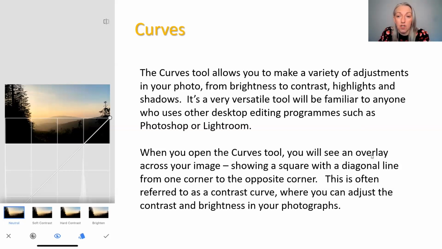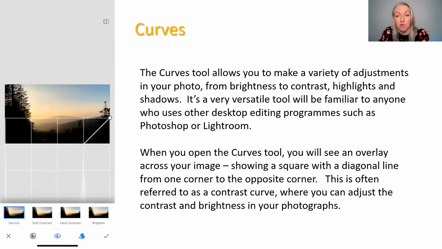So when you open the curves tool, you'll see an overlay appears over your photograph here. It's a square with a diagonal line from bottom left to top right. This is often referred to as the contrast curve. And then you can adjust the brightness and the contrast in your photograph using this. It's not a curve at the minute, but you'll see it turn into a curve. So again, there are preset curve options, which you can tap along the bottom of the screen. You can scroll along and pick whichever one you want. If you want a very obvious contrast, then you would pick hard contrast.